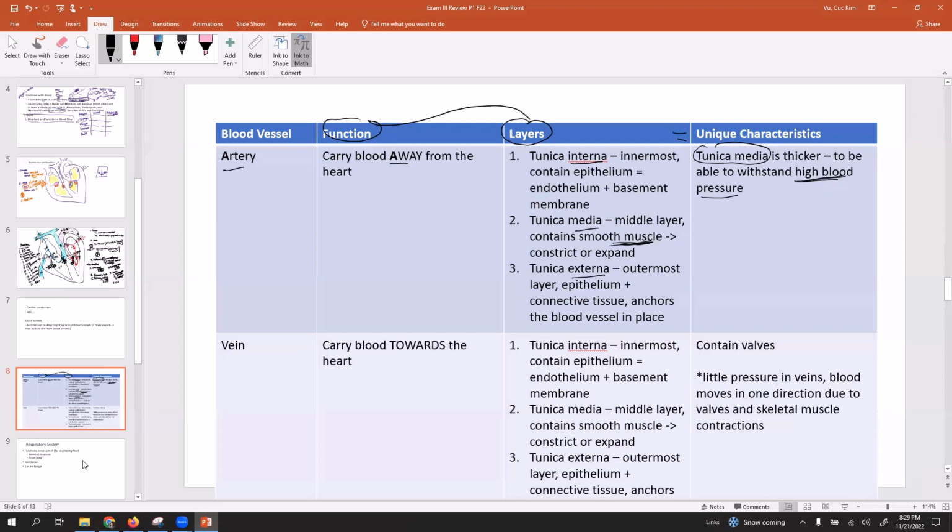Okay, so same thing for veins. Veins carry blood towards the heart. We know that. We know it also has the three basic layers: interna, media, and externa. But what's unique about that is that the smooth muscle layer tends to be really thin. Why? It doesn't have to withstand high blood pressure.